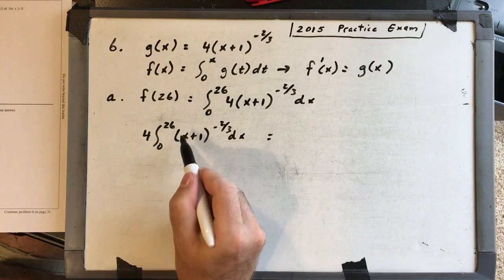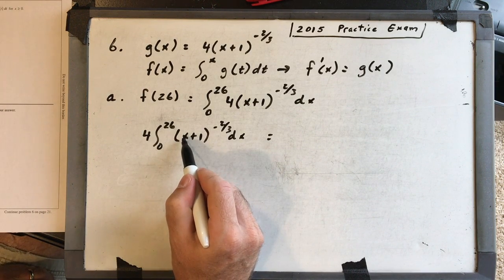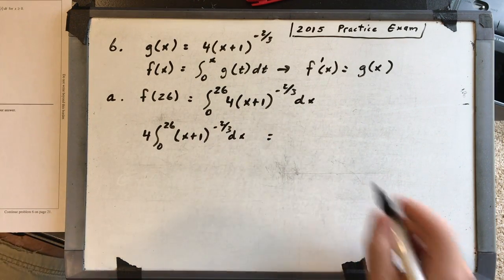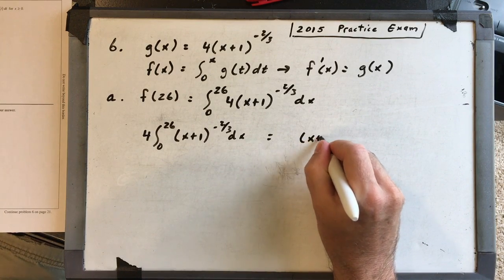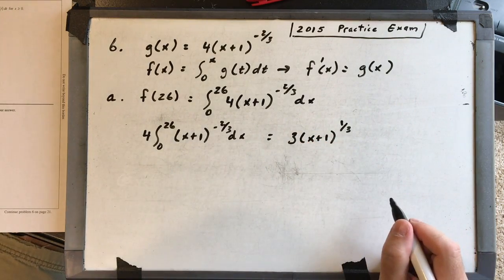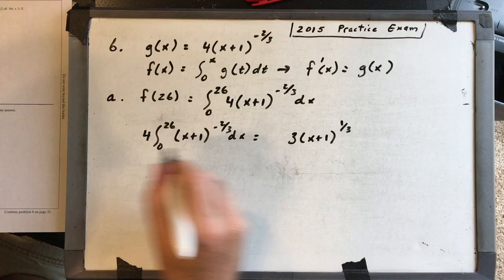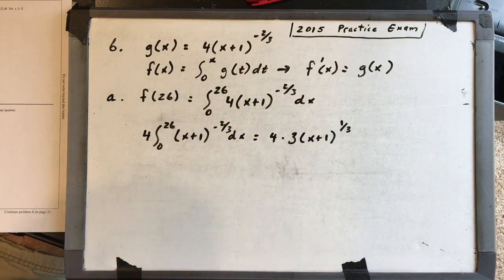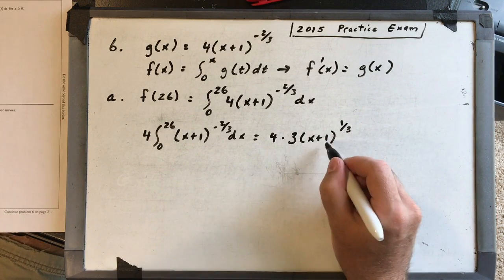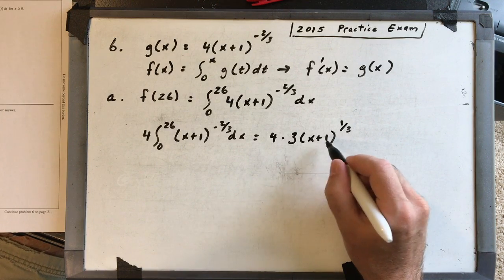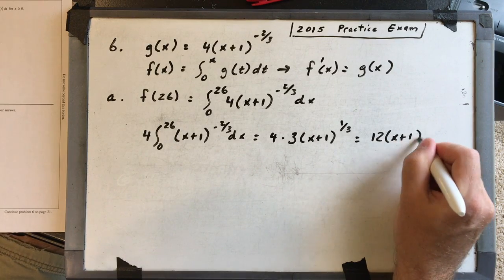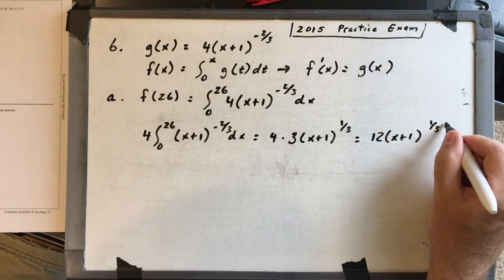We don't need to use a u substitution because the derivative of the blob is 1. So let's add 1 to negative 2/3. That's going to be x plus 1 to the positive 1/3, but I'm going to need a 3 out front. And don't forget that 4 out front also. Just to make sure, take the derivative of this: 1/3 times 3 is 1, times x plus 1 to the minus 2/3, times the derivative of the blob, that's 1. So that's going to be 12 times x plus 1 to the 1/3.